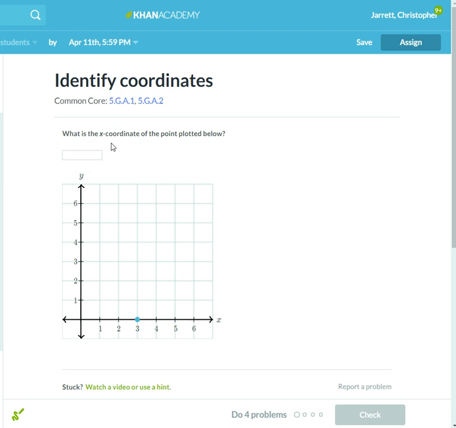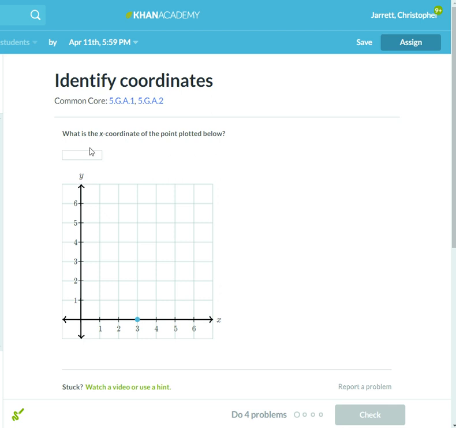How do you identify coordinates? Well, coordinates are basically a way to identify where a point lies in space, in the horizontal direction, which is the x, and the vertical direction, which is the y. All points have both an x and y coordinate, and we're basically just going to practice reading what those coordinates are.